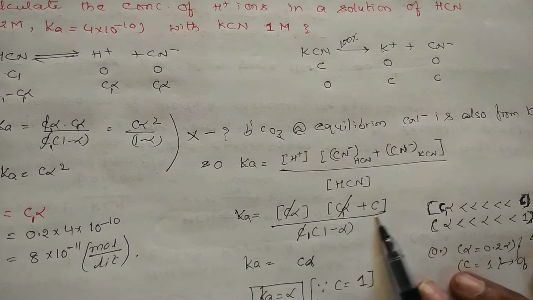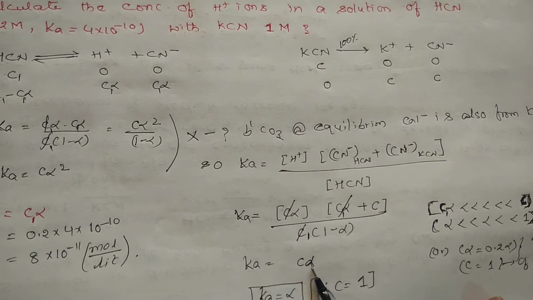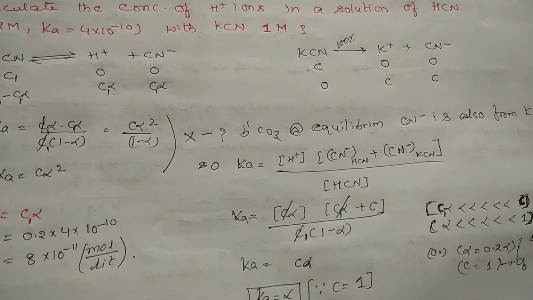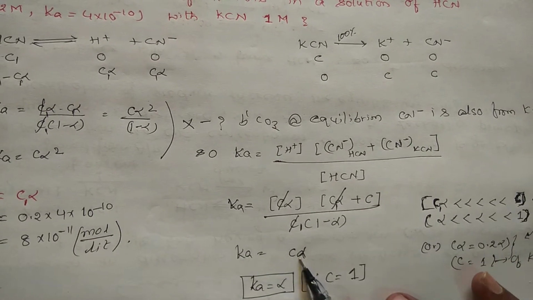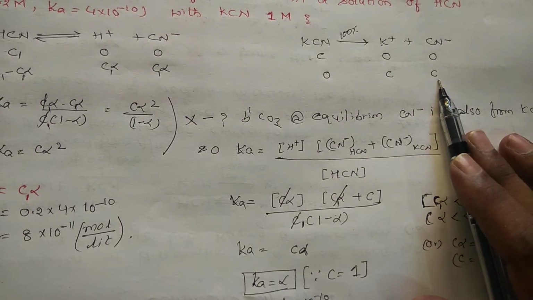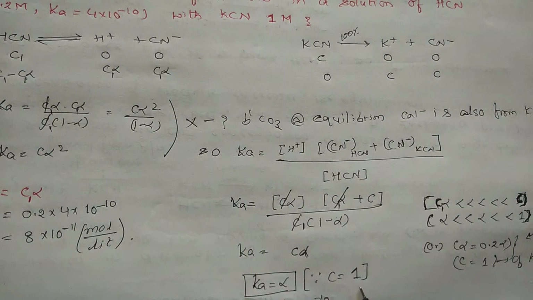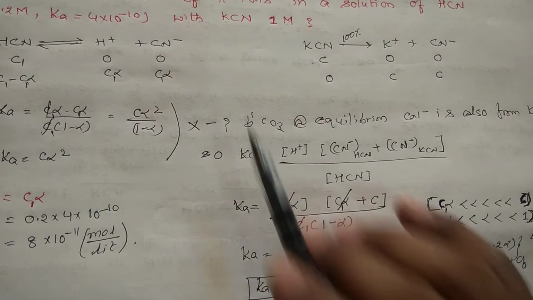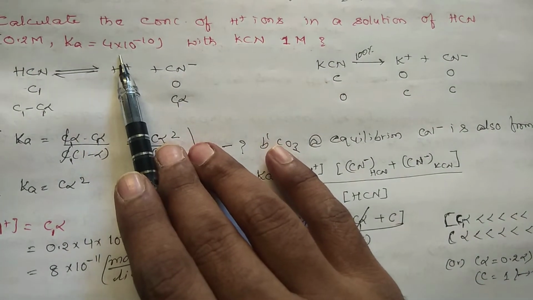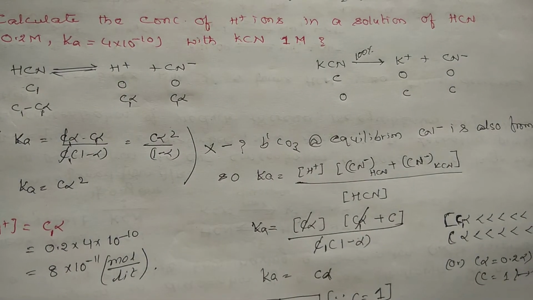So what happens? Ka will be equal to C into alpha. Ka will be equal to alpha here, because the concentration C is 1 molar, as he has mentioned. So alpha will be equal to the Ka value. What is the Ka value? Ka is 4 into 10 power minus 10. So the alpha value is 4 into 10 power minus 10.